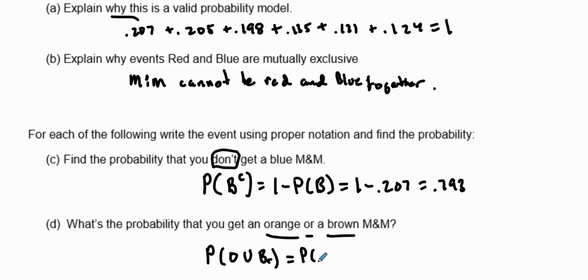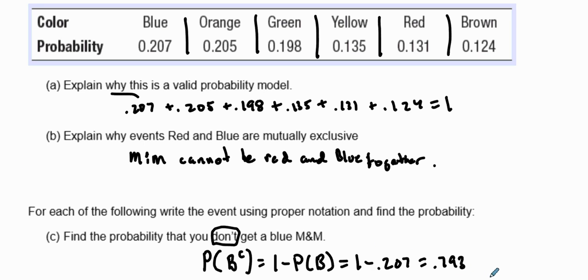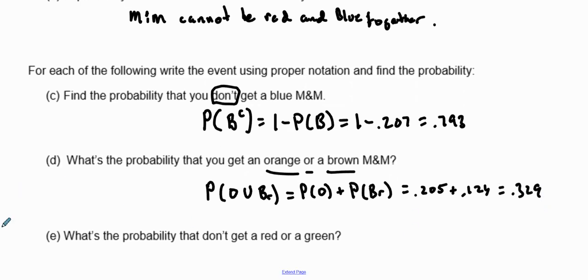So what's the probability of getting an orange one? What's the probability of getting a brown one? If we add those together, because they're mutually exclusive, we can go up here to an orange. So we would take 0.205 plus our brown, which is 0.124. You would take those two values, bring them down here, and add those together. And so we have 0.205 plus 0.124, and so we would have this as our answer, 0.329.